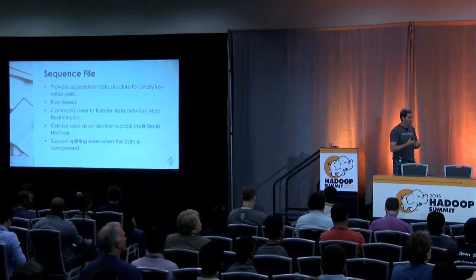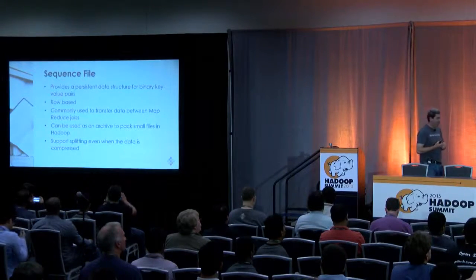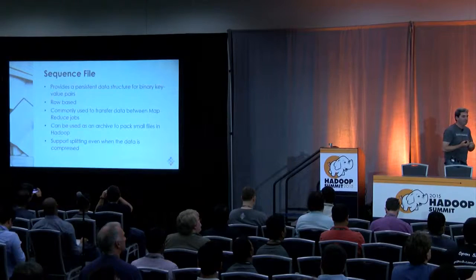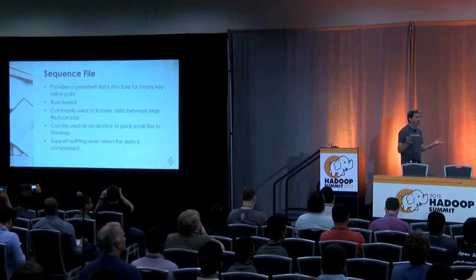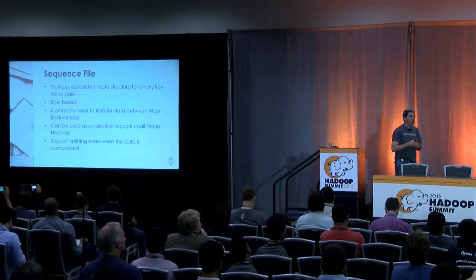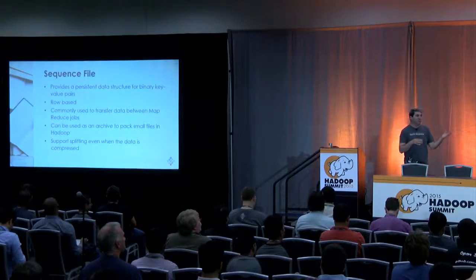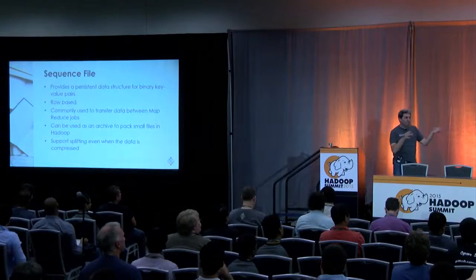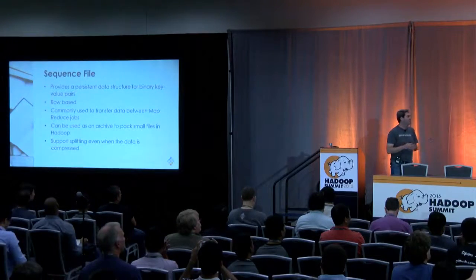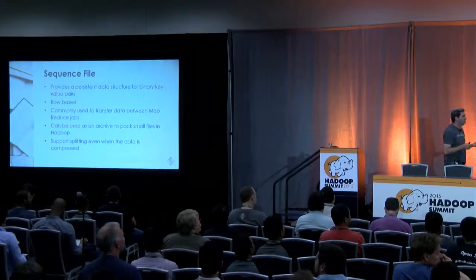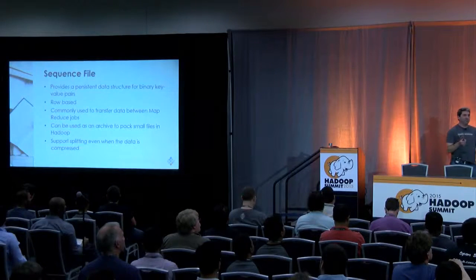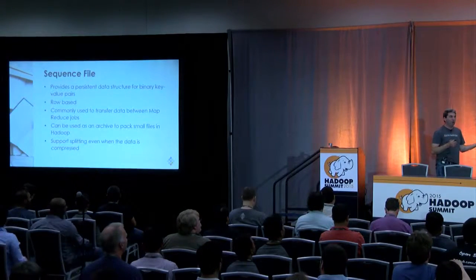The next one I'm going to talk about, which came very early with HDFS, was this idea of sequence files. It's a binary format, key-value pair. It is row-based, not columnar. It's used a lot when we do our MapReduce jobs, going from one job to another. We use sequence files a lot. Great format. And it obviously gets compressed, and it's splittable, right? So even when it's compressed, we can split that file up. It works really well with MapReduce.